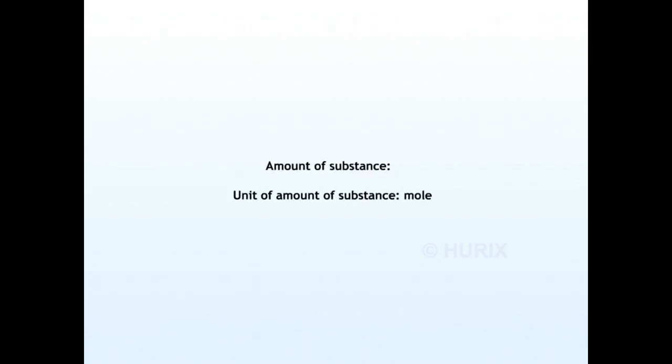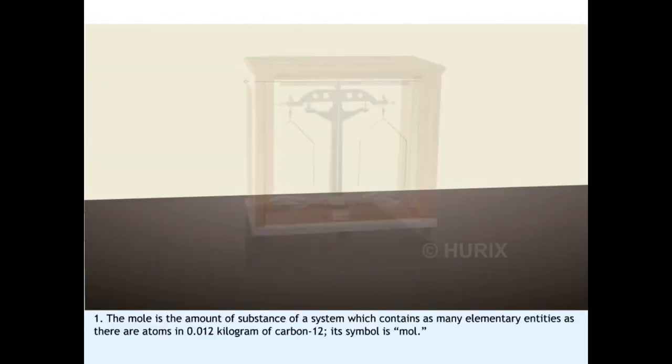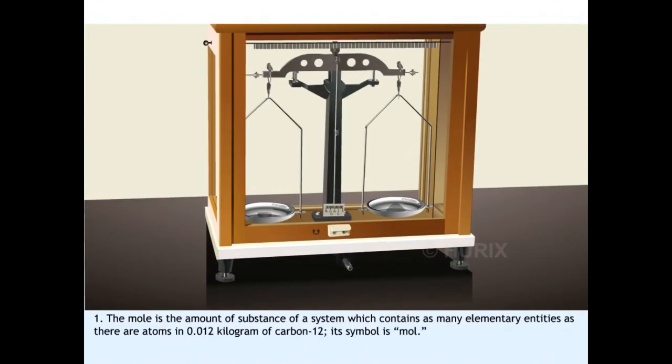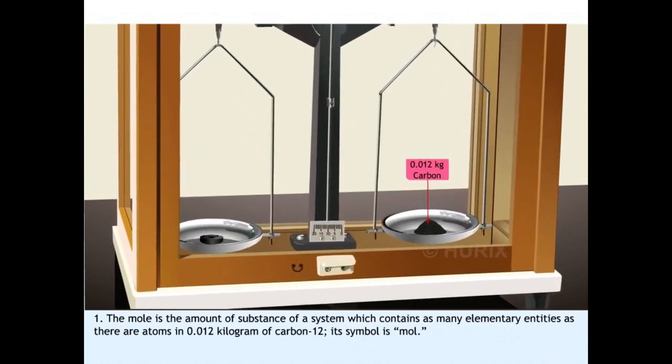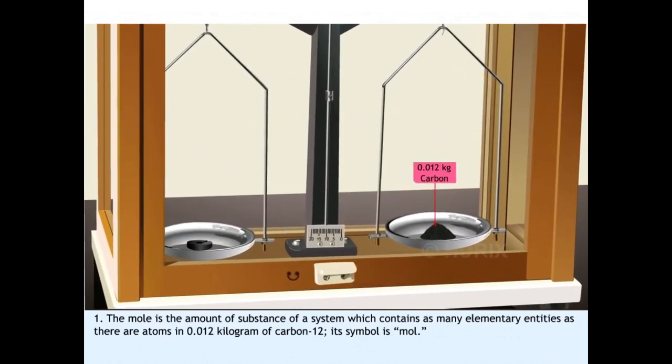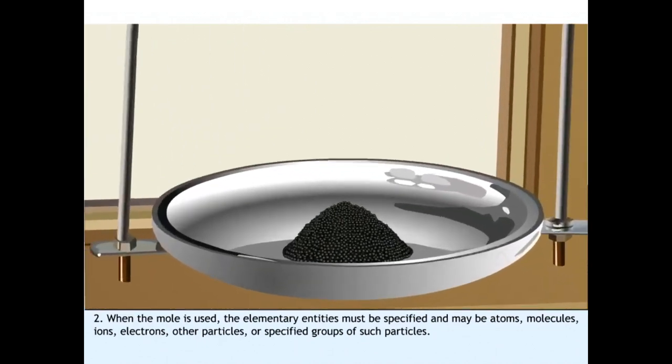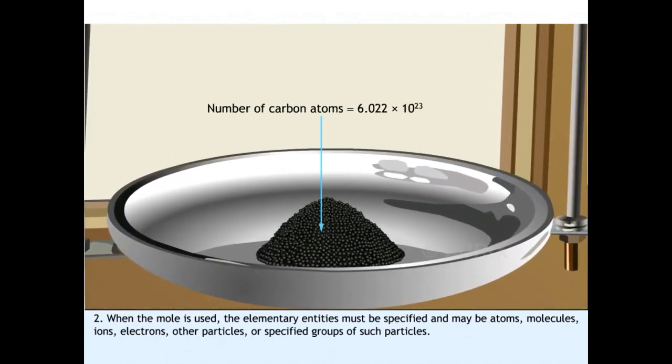Sixth quantity is amount of substance. Unit of amount of substance is mole. The mole is the amount of substance of a system which contains as many elementary entities as there are atoms in 0.012 kilogram of carbon-12. Its symbol is mol. When the mole is used, the elementary entities must be specified and may be atoms, molecules, ions, electrons, other particles, or specified groups of such particles.